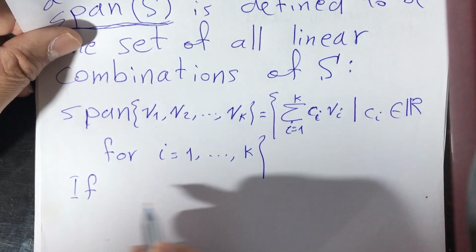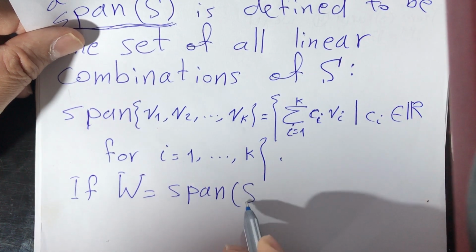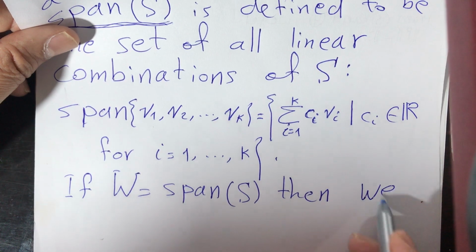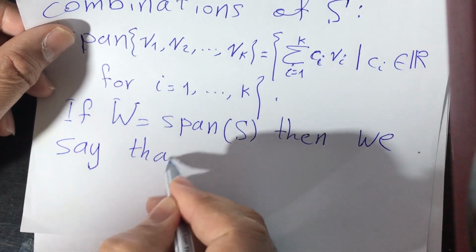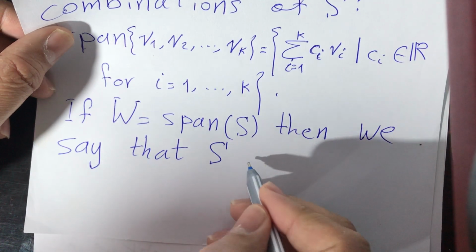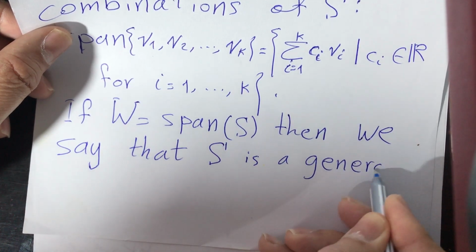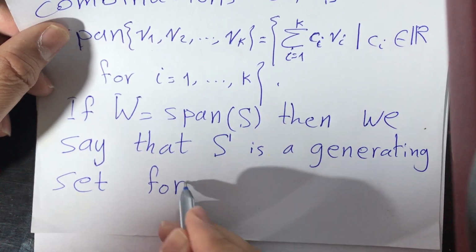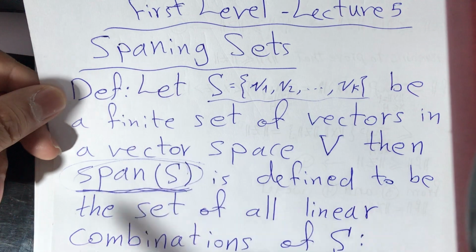If W is equal to span S, then we say that S is a generating set for W. And this is the definition for span set, and this is an important definition.